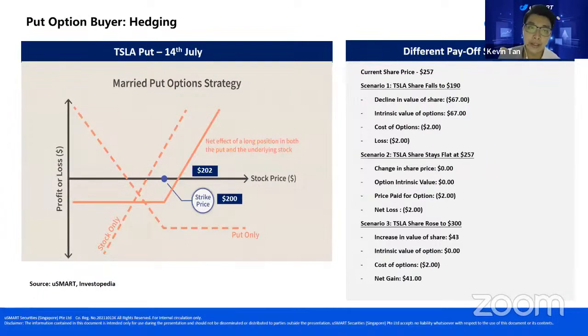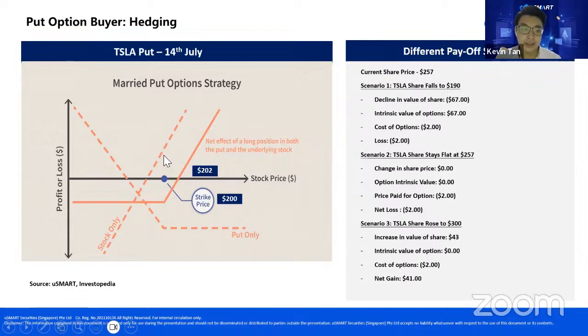Now, I would like to share a payoff diagram that explains how it helps you hedge against a price decline and preserve your portfolio value. Just assume this is what we call the married put option strategy. It looks very complicated, with various things moving at the same time, but I'll go through it one by one.